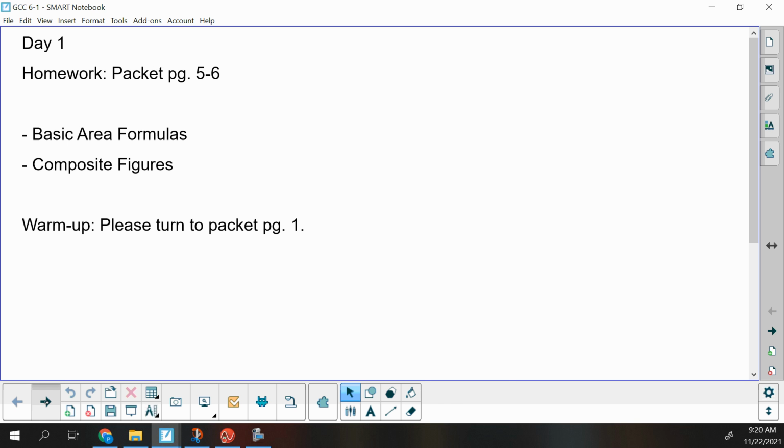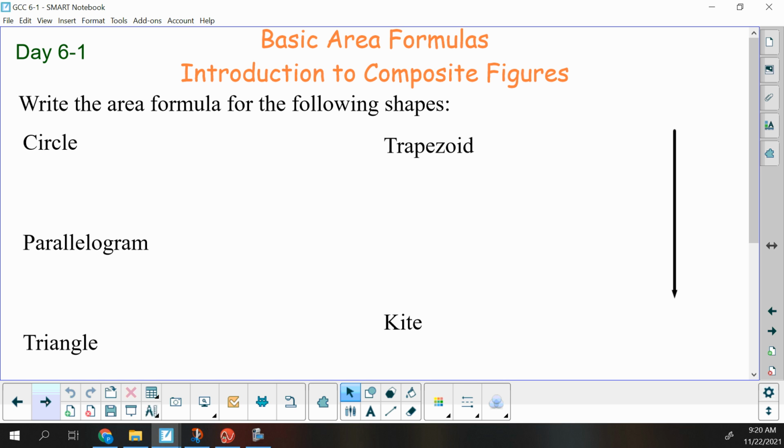So if we go over to the next page, today's topic is we're going to look at areas of different figures and composite figures. So composite figures are when there's multiple shapes put together. So first off, area of a circle. That is something that is going to be on your reference sheet. But we've got A is equal to pi times the radius squared.